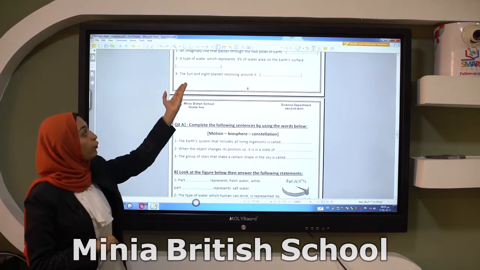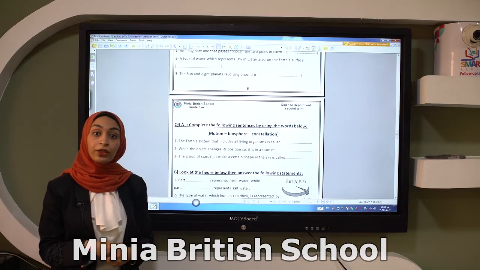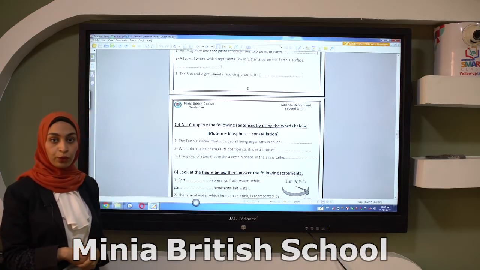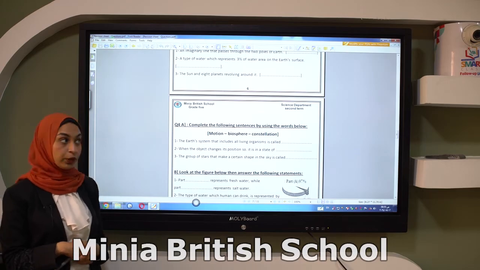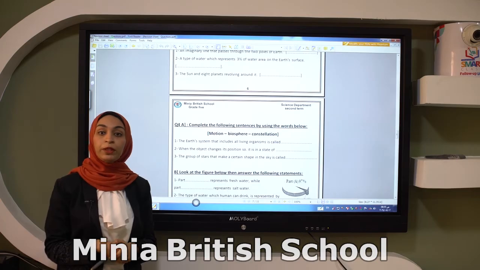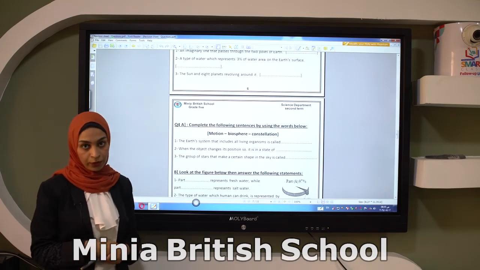Number 2, a type of water which represents 3% of the water. Of course, it will be the fresh water that we can use in everything in our life. The sun and the 8 planets revolving around it will be the solar system, as we said before.